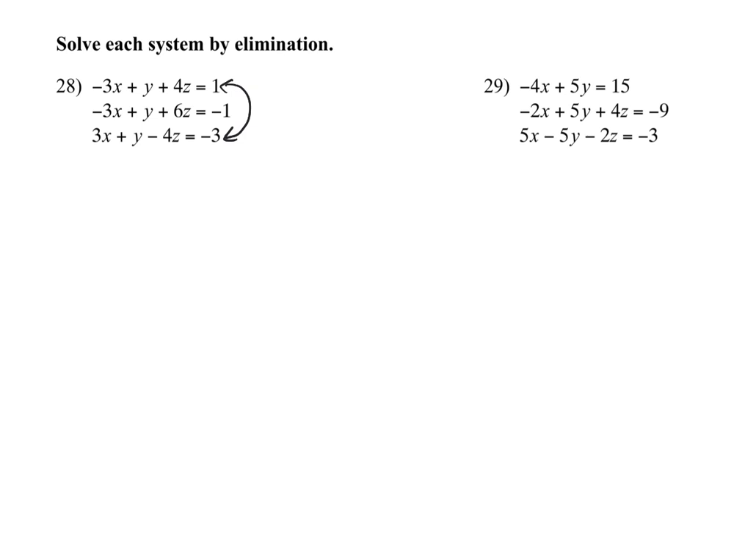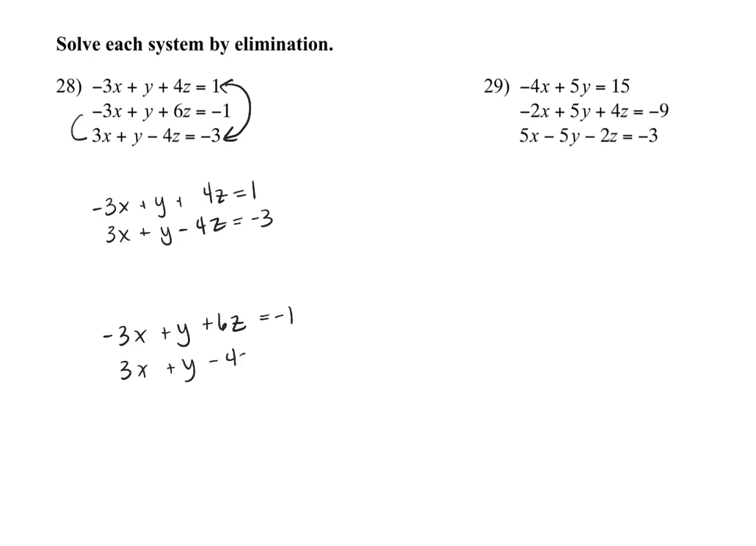I have a negative 3x and a positive 3x, right? So I would do elimination with these guys here. This actually eliminates 2 variables, by the way. All right. And then I would take these 2 and eliminate. Why do you think I do that? Well, I have a negative 3x and a positive 3x, right? All right. And so I would take those 2. And I would do elimination with these.